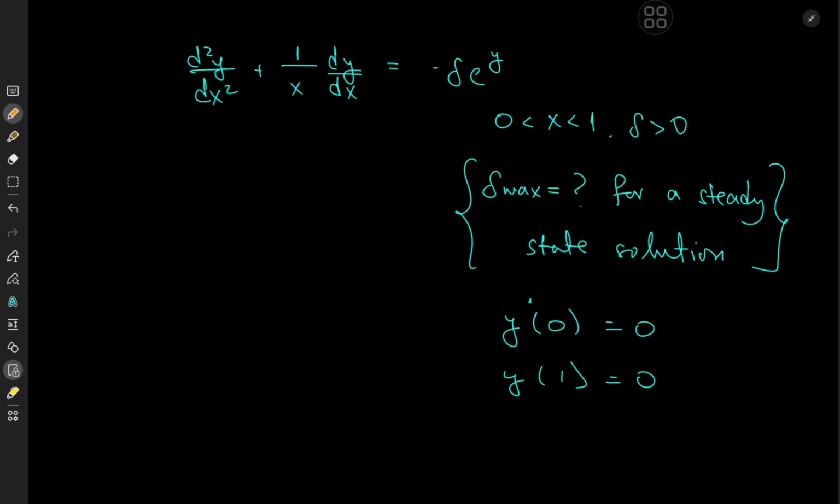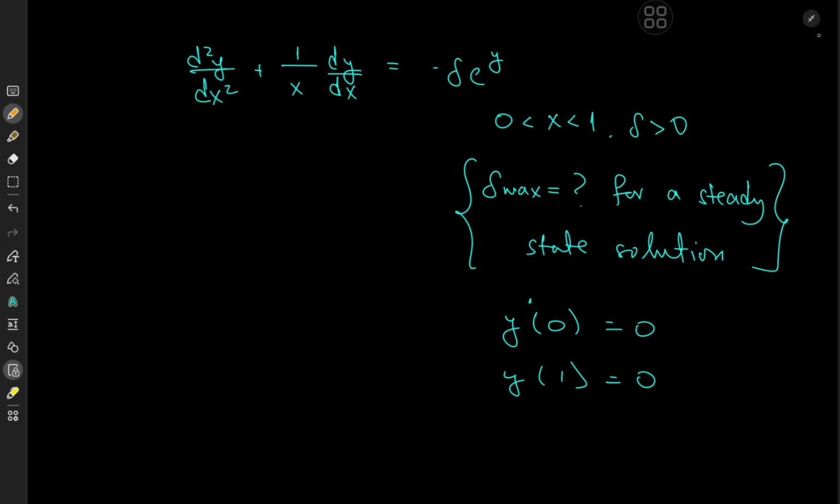So wait, what exactly was I talking about? Oh yeah, I was talking about actually solving for y as a function of x. But there's a bit of a bonus problem in here as well, and that is we're interested in also finding the maximum value of this parameter delta such that a steady state solution exists. And we are given some initial conditions that are going to help us in this regard.